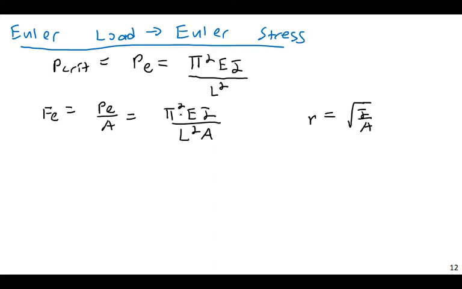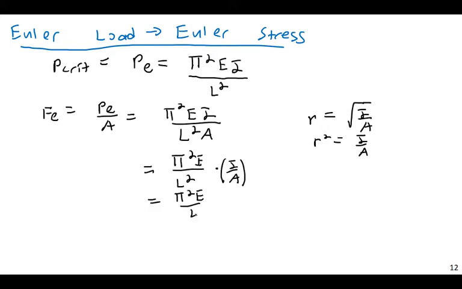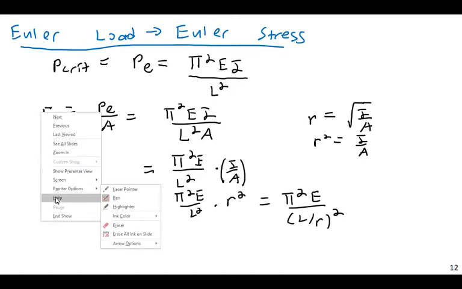So if I then replace I over A, I can say that this stress is equal to pi squared E over L squared times I over A. Therefore r squared has to equal just I over A, so this is equal to pi squared E over L squared times r squared. Or I could say this is equal to pi squared E divided by the quantity L over r, squared. And that basically is our equation, except we're going to add one other thing, and that is the K factor, the effective length factor, which I'll discuss next.